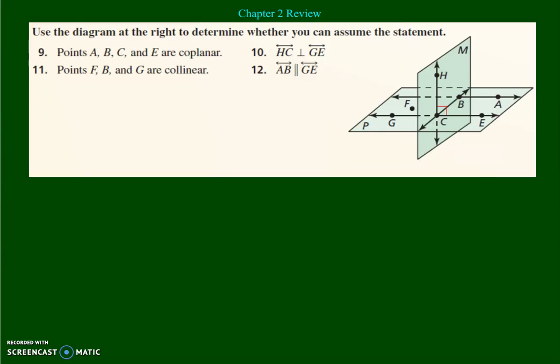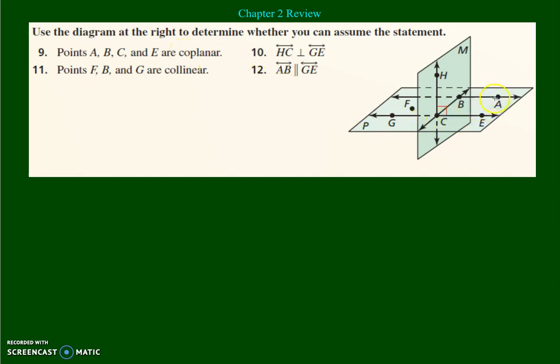This session is a continuation of the Chapter 2 review, starting with problem 9. So this problem says, use the diagram at right to determine whether you can assume the statement. Points A, B, C, and E are coplanar. Coplanar means the points are all in the same plane.